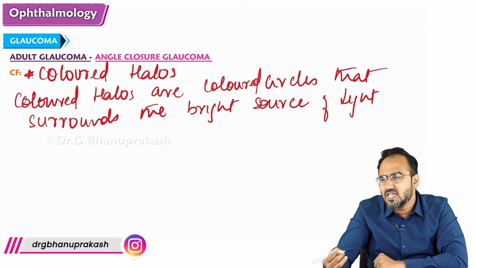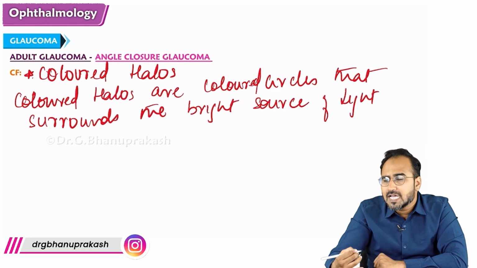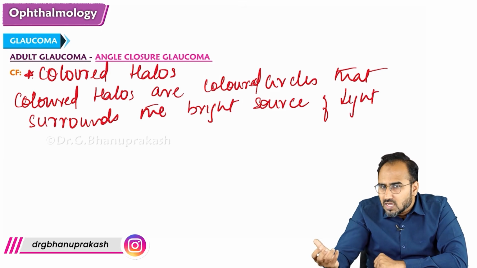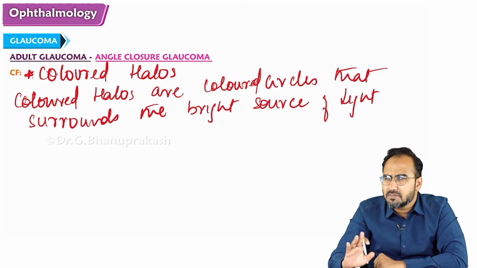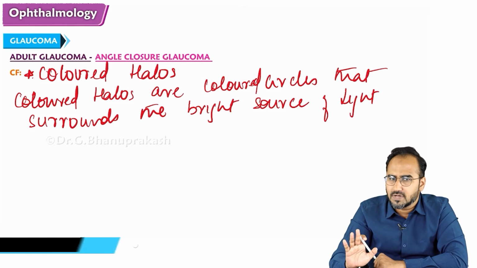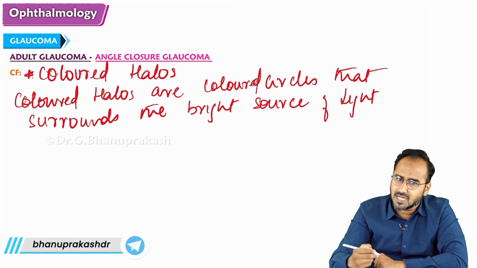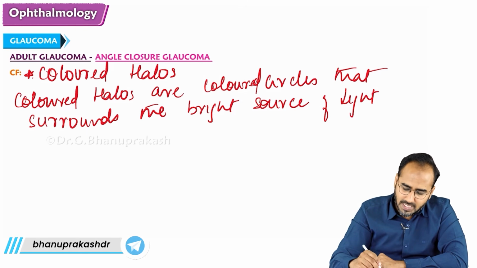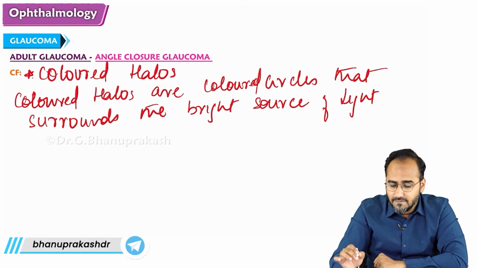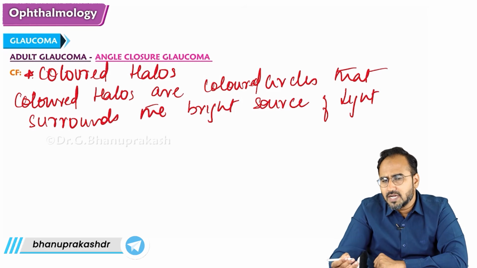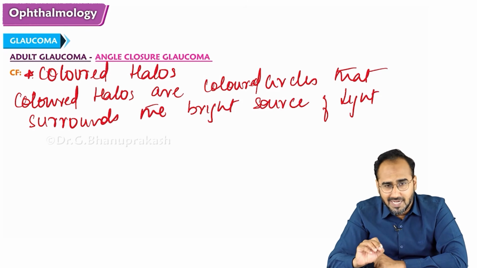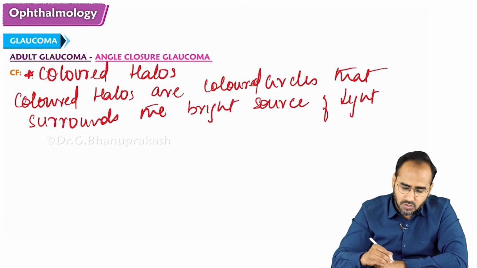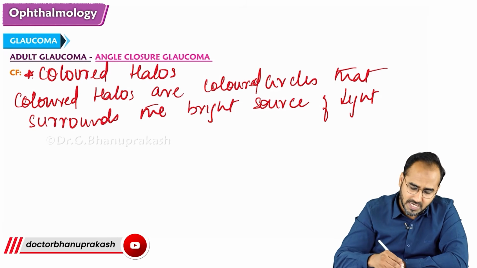There are many features of angle closure, guys. The patient has severe pain, vomiting, colored halos, the eye is stony hard, the cornea is steamy. These are many symptoms and signs of angle closure glaucoma. One of the features is colored halos, colored circles of light that surround a bright source of light. That is called colored halos. But again, is it seen only in glaucoma? No. Colored halos are seen in many conditions.